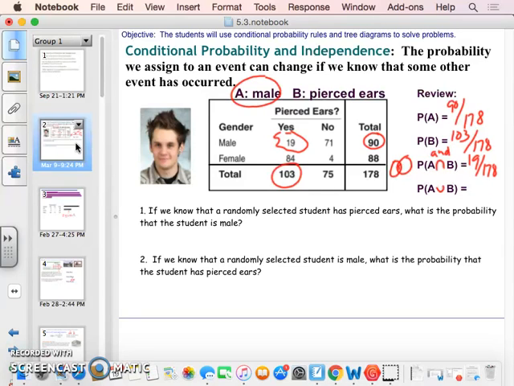And here's the union. The union is, you'll see the word or sometimes, and that means it's the combination of both sets. You have to be careful not to count that middle part twice, because it does kind of show up in both. So what we look at is all the stuff that's pierced and male, but you're not including that section right there. So it's 174 out of 178. So that's what we talked about yesterday.